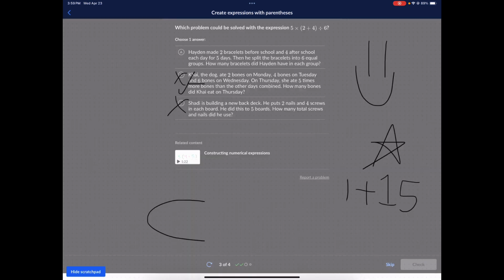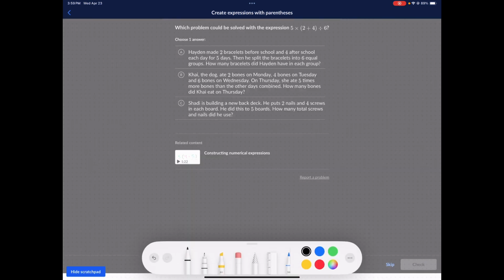Yeah, that's absolutely correct, because we have 2 before school and 4 after school, which is represented here, and then he did this each day for 5 days. And then he split it into 6 equal groups. So yeah, this is exactly what we're trying to find here. So I'm going to mark A. Let's check the other choices.